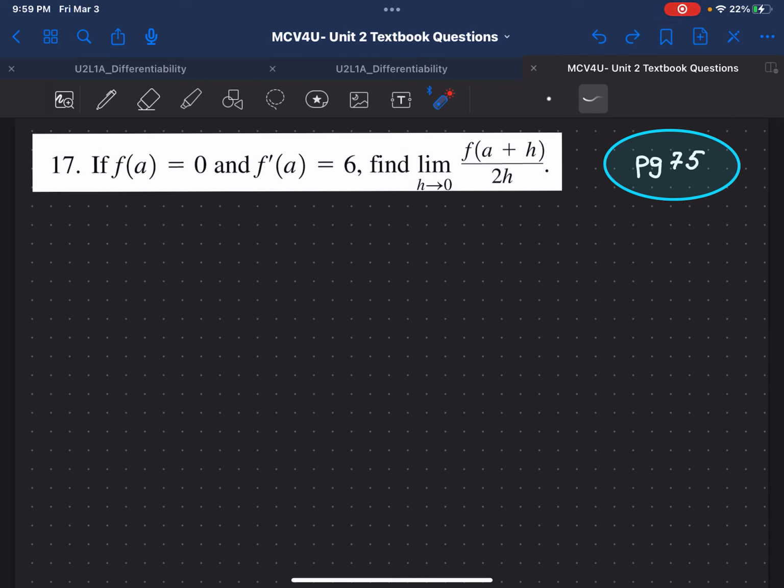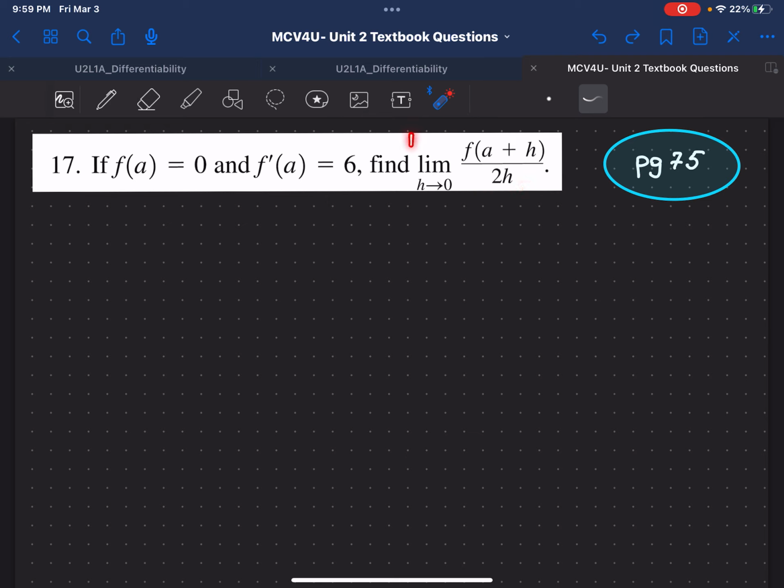We'll continue with another textbook question on page 75, number 17, and it seems like a thinking question. So let's read it first. If f of a equals 0 and f prime of a equals 6, we have to find the limit as h approaches 0 of f of a plus h divided by 2h.